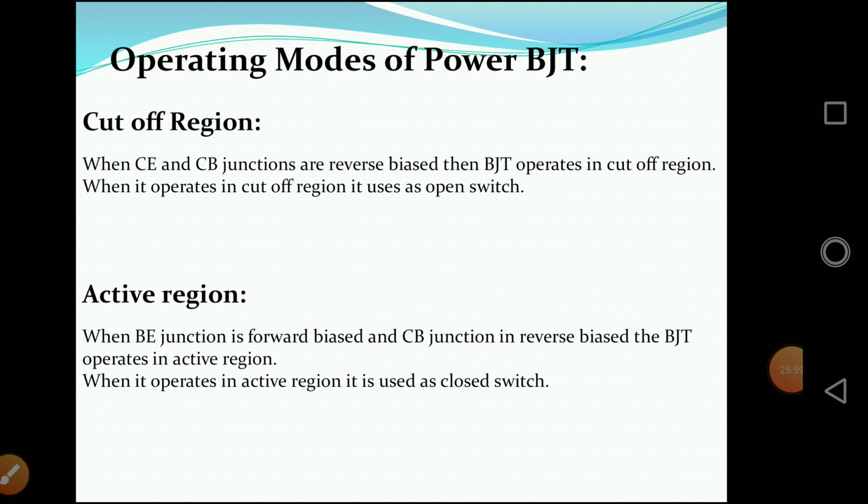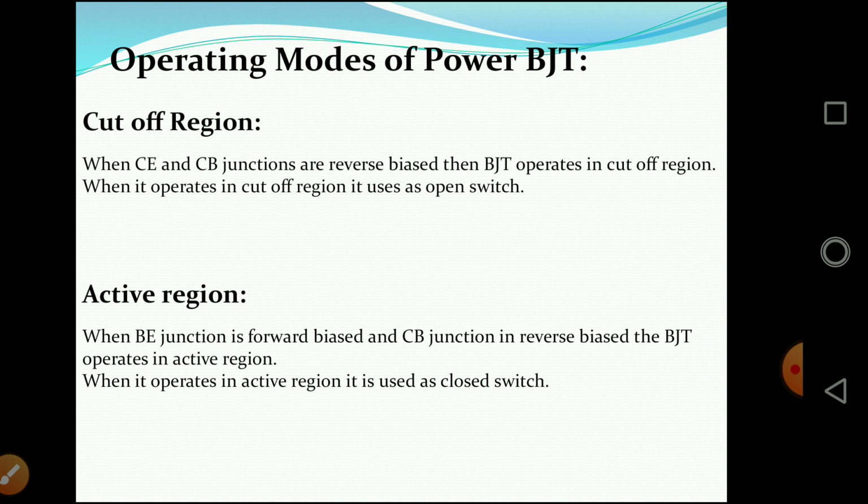So the first operating region is cutoff region. Cutoff region means the power BJT is in an off state. That is, when the CE junction and CB junction are both reverse biased, then the BJT operates in cutoff region. That is, it operates as an open switch. So the application of power BJT during cutoff region is an open switch.